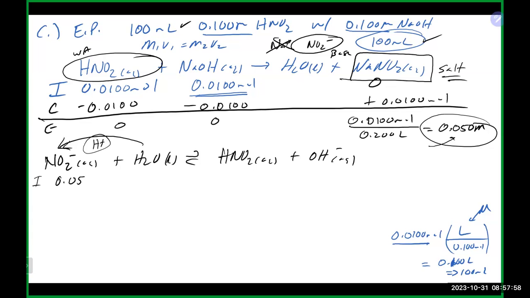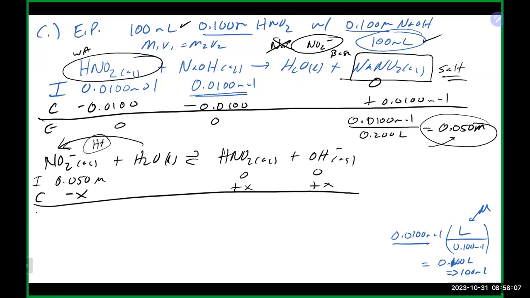And because we're back to molarity, we could do the rest of this with X's. So minus x, plus x, plus x. Going to go 0.05 minus x, x, and x. Any questions on that table there? That is going to go into our K expression of our products over our reactants.